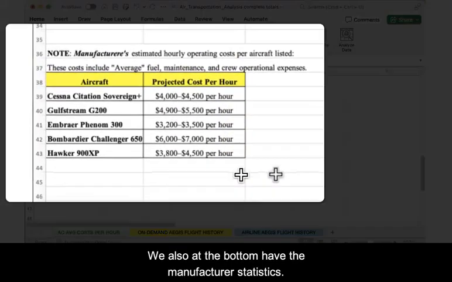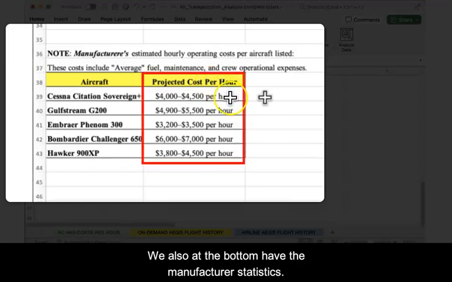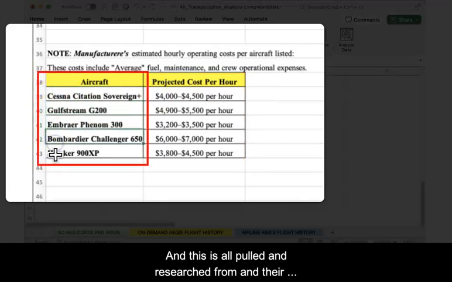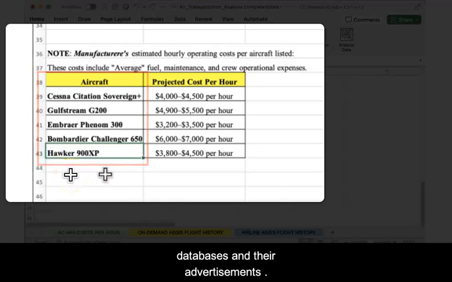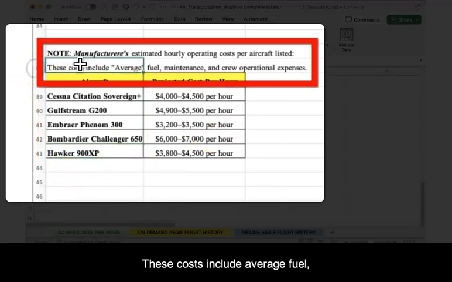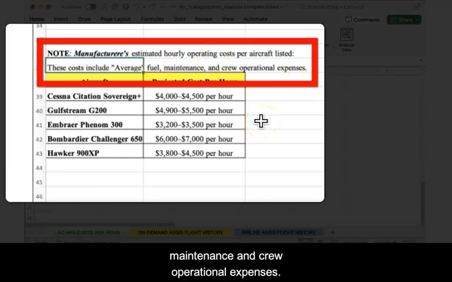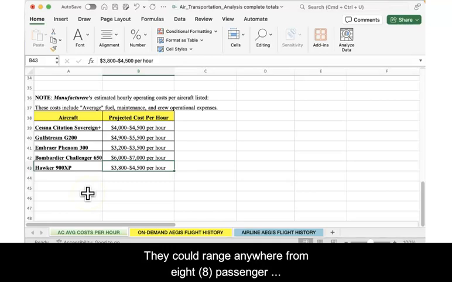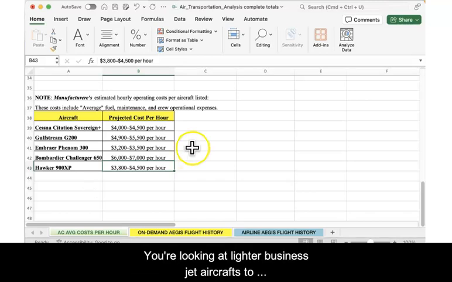We also at the bottom have the manufacturer statistics. The 5 choices that you are given for this particular company are these aircraft. And this is all pulled and researched from their databases and their advertisement. These costs include average fuel, maintenance, and crew operational expenses. In other words, the salaries of your pilots or maybe a flight attendant. Each of these aircraft has a capacity. They could range anywhere from 8 passenger seats up to 12 or even more. You're looking at lighter business jet aircraft to transport employees from the various locations.